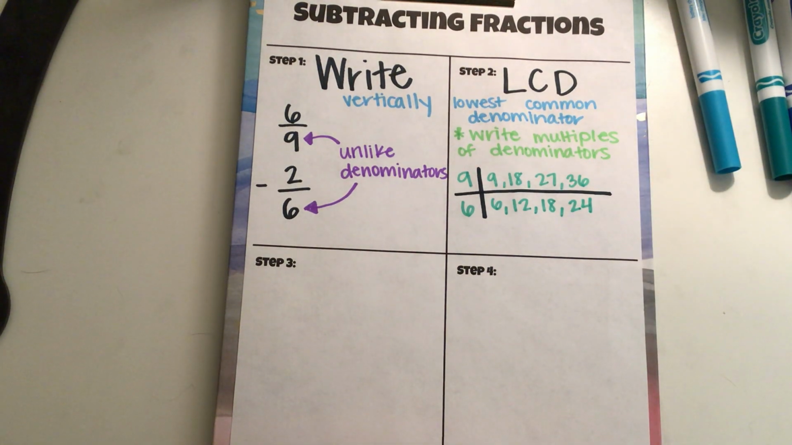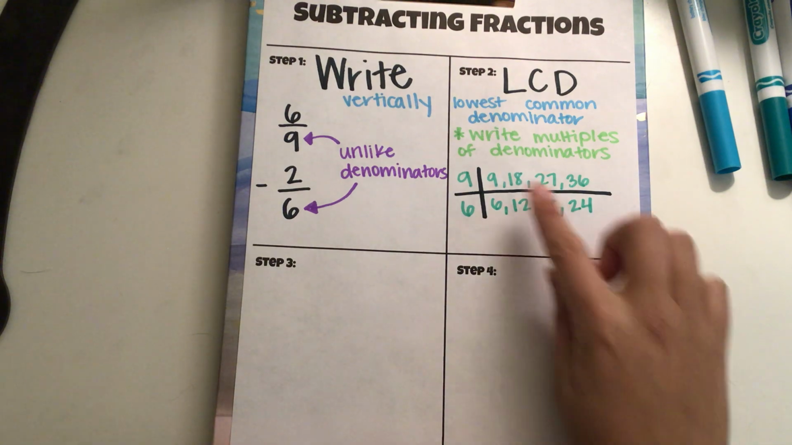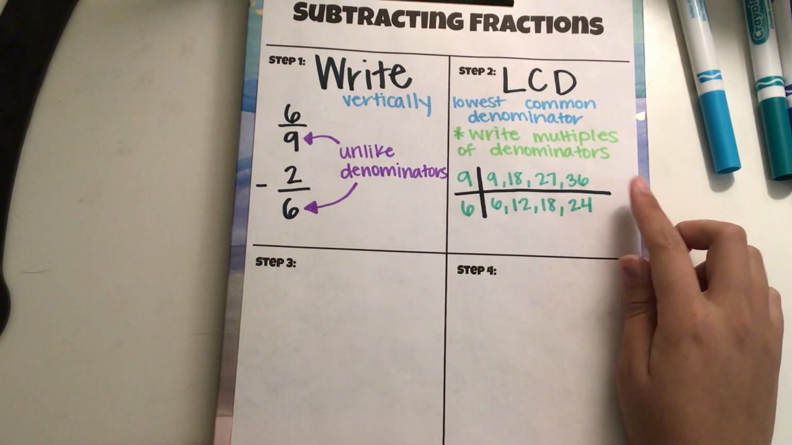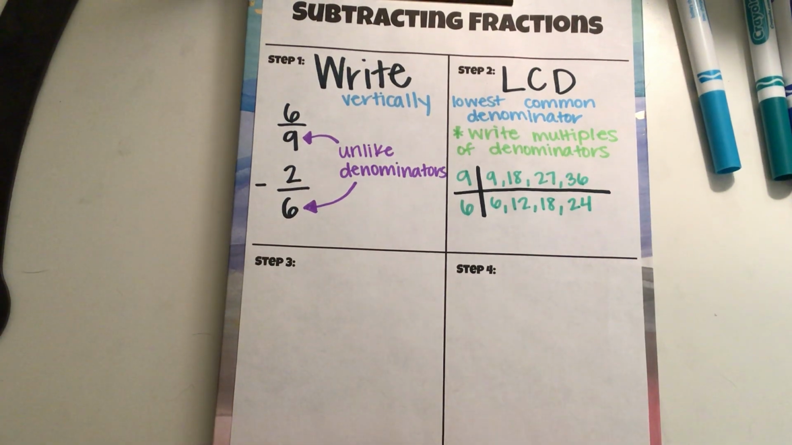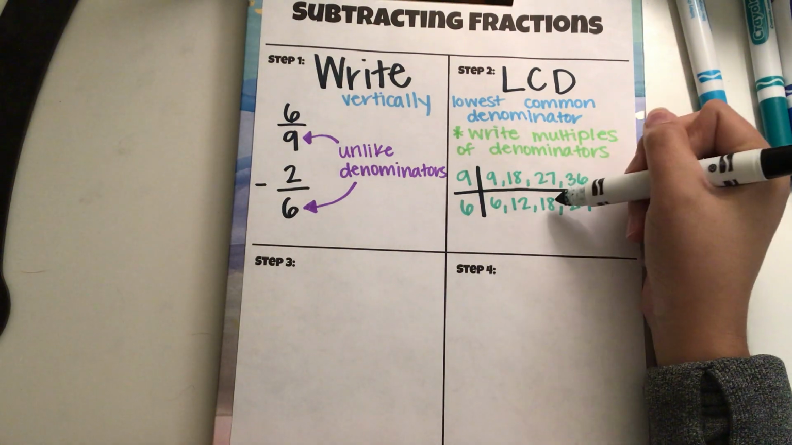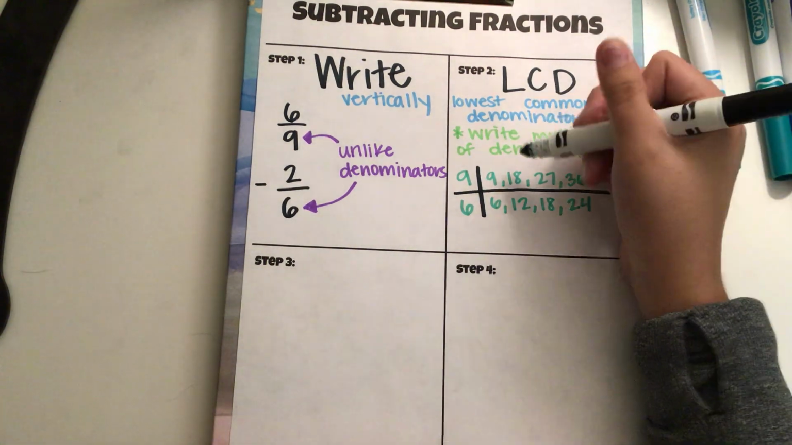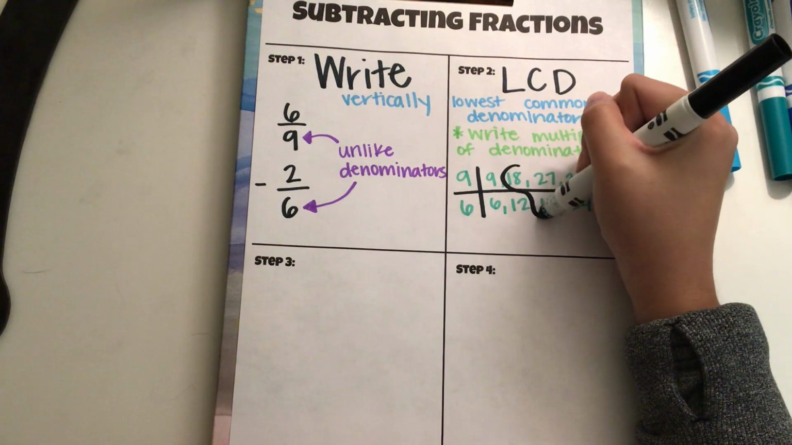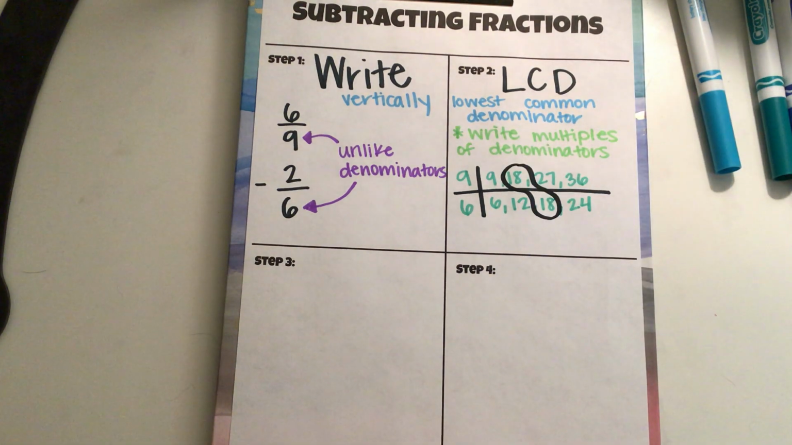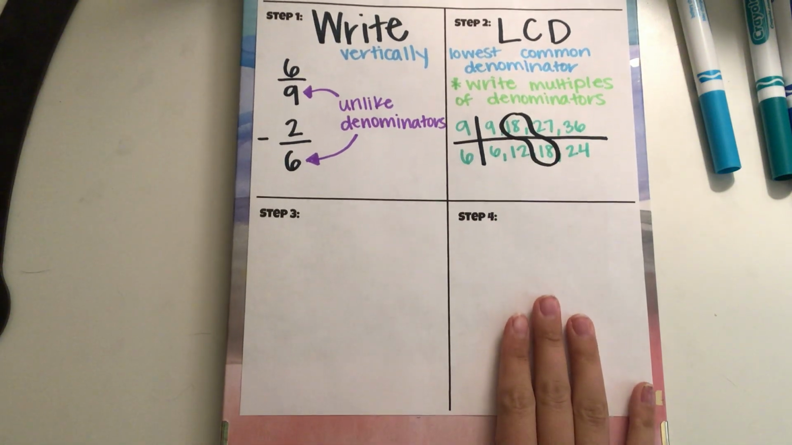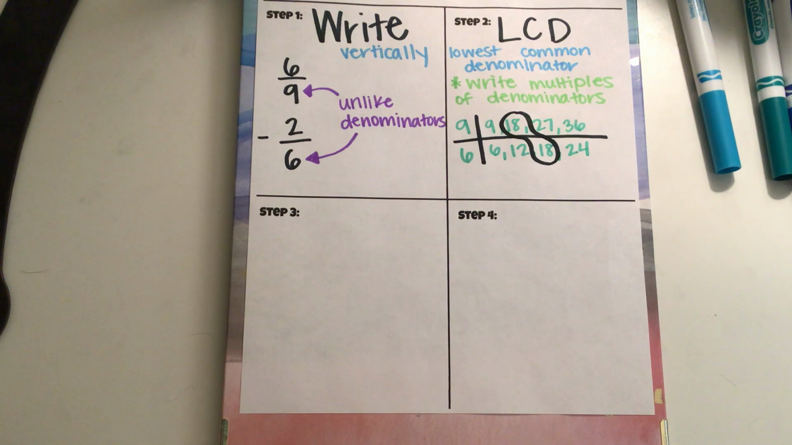So we have to find a number that is the same in both rows. And if we have a handful of numbers that are the same, which we don't for this problem, but if we do, we want to find the number that is the smallest. So I see that I have an 18 in the top row and an 18 in the bottom row. So I'm going to go ahead and circle those because I'll be using 18 for my denominator in step 3. So I'm going to go ahead and move this up just a little bit so you can see everything.